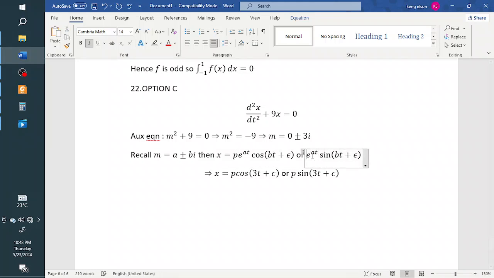For convenience, question 23. Which option will be correct?